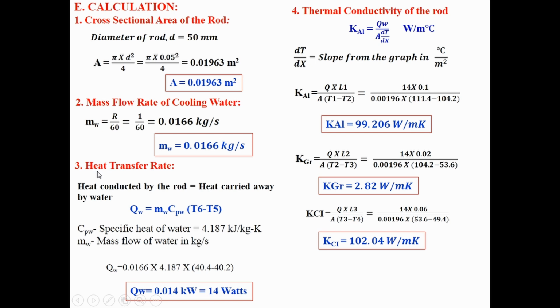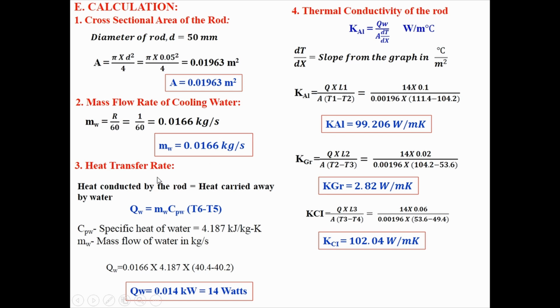Generally mass flow rate will be in kg per second. So 1 liter of water is equal to 1 kg of water. Then 1 divided by minute is there, convert it into seconds, that is 1 divided by 60, that becomes 0.0166 kg per second. This is the mass flow rate of the cooling water.